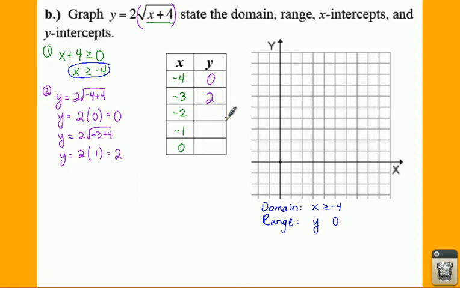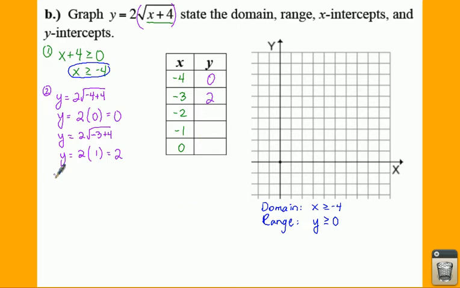So what did our y values do, Blake? They went up. That's correct. So that means that these values are increasing like so. Y is greater than or equal to 0. So we need to find some more points.